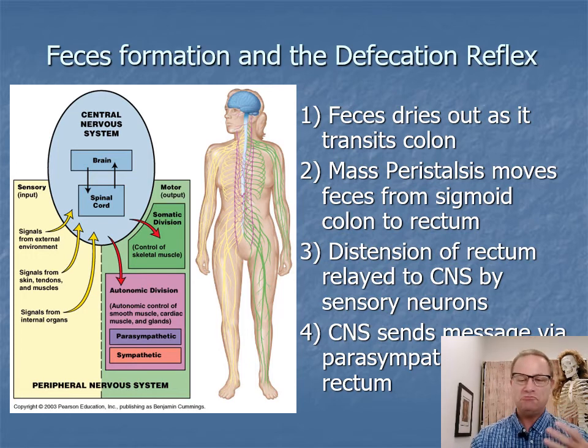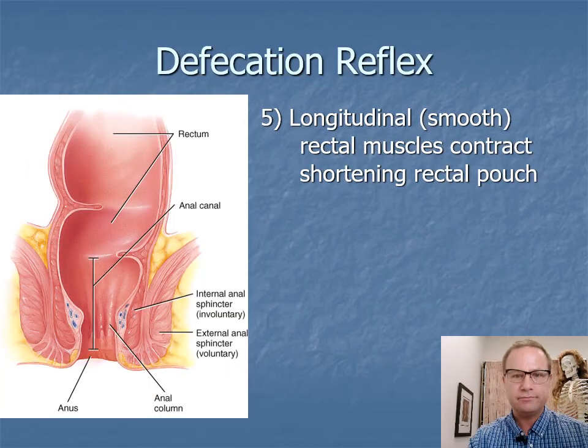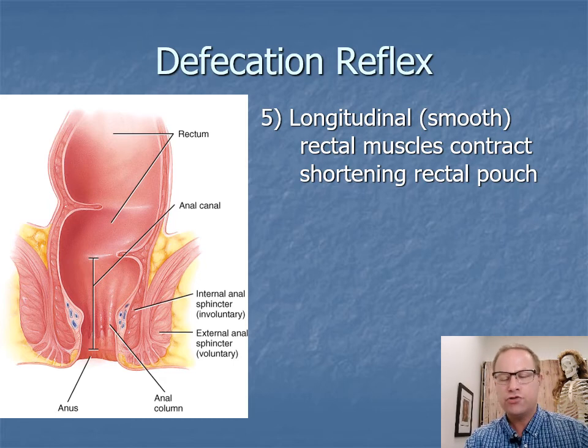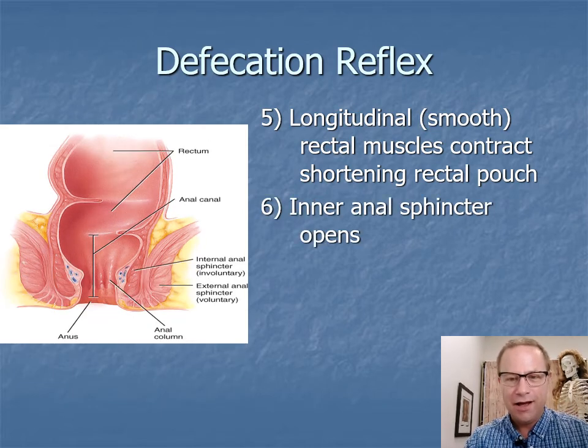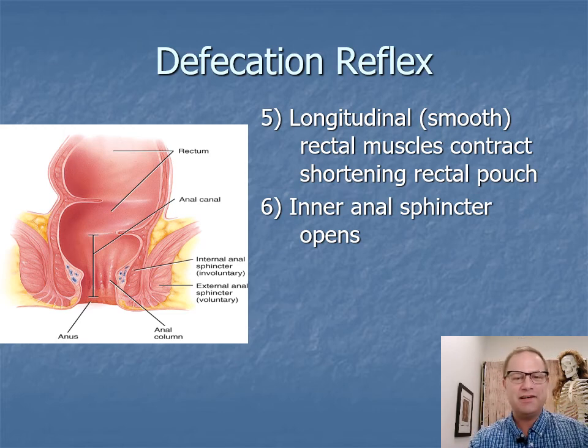But sometimes, you're not ready for that. Remember that the defecation reflex is actually initiated by smooth muscle, so it can kind of start on its own. But the thinking part of your brain says, no, I can't just poop here in my chair. So the skeletal muscle that's in the rectum will prevent that. Okay, so the longitudinal smooth rectal muscles contract, shortening the rectal pouch. These are smooth muscles, meaning this happens automatically without your consent. The inner anal sphincter, which is smooth muscle, also opens because it's involuntary.